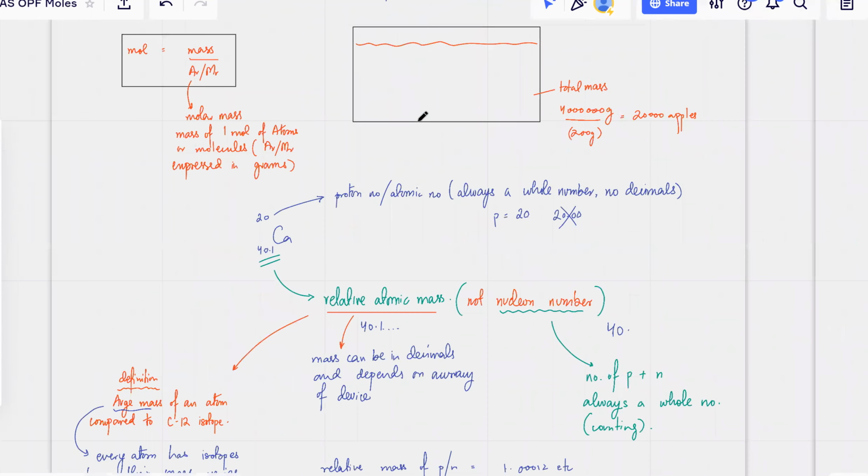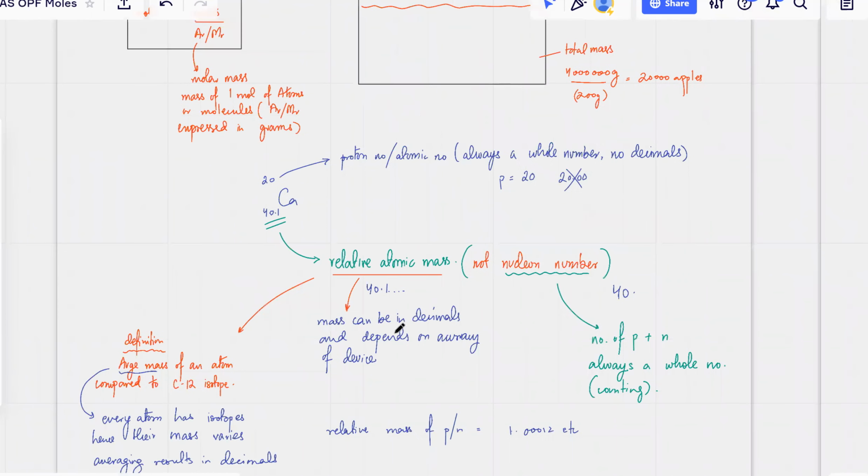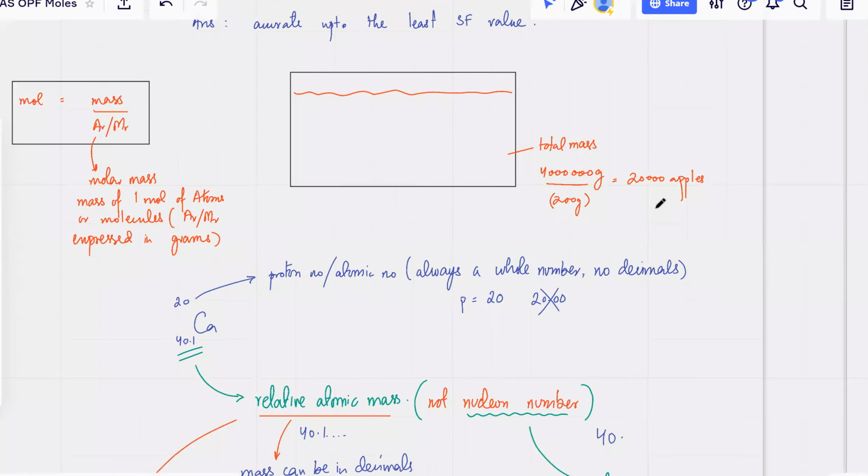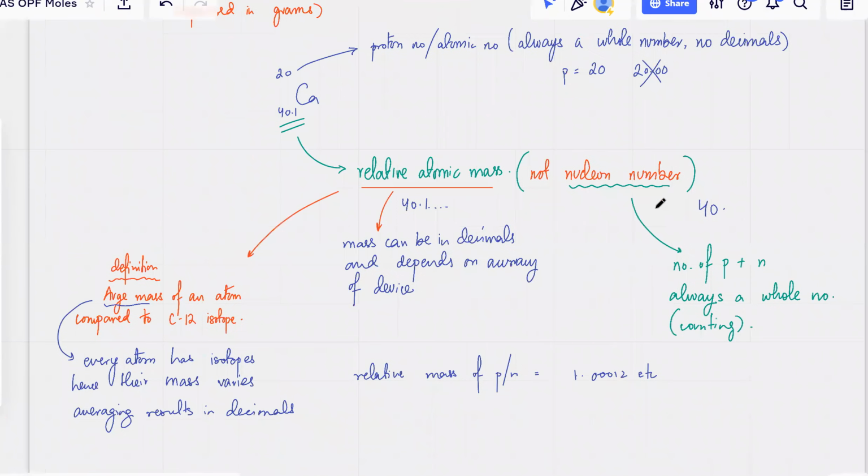So these are the two reasons. One, mass can never be a whole number because of the device accuracy; it would always be in decimals. The other reason is that you're averaging. Not all calcium atoms will have exactly 40 nucleons; the neutrons and protons will go up and down. So this mass represents the average mass of the calcium atom. It's exactly like apples: not all apples are going to have exactly the same mass. They'll have similar masses, but the masses might go up and down. So that is what relative atomic mass is.